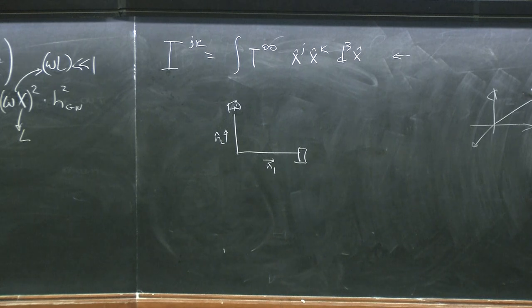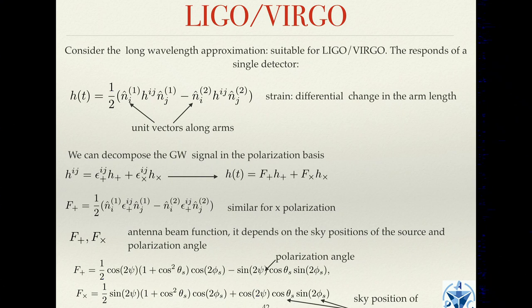You can always decompose your h_ij into two polarization states, plus and cross. We already did it. Plug it back, and you will have this expression. h plus, h cross is what we derived today. And F plus, F cross is what is called the antenna beam function. It's a function of the sky position of the source, theta and phi, in polar angles. And it's a function of the polarization angle. We talked a little bit about polarization, and I was telling you that you have freedom in choosing your polarization. The polarization chosen for the source frame, attached to the source, and the polarization attached to the detector frame do not match, and they are related by a rotation angle. This rotation angle appears here as the polarization angle. So that's where the sky dependence enters in F plus, F cross.